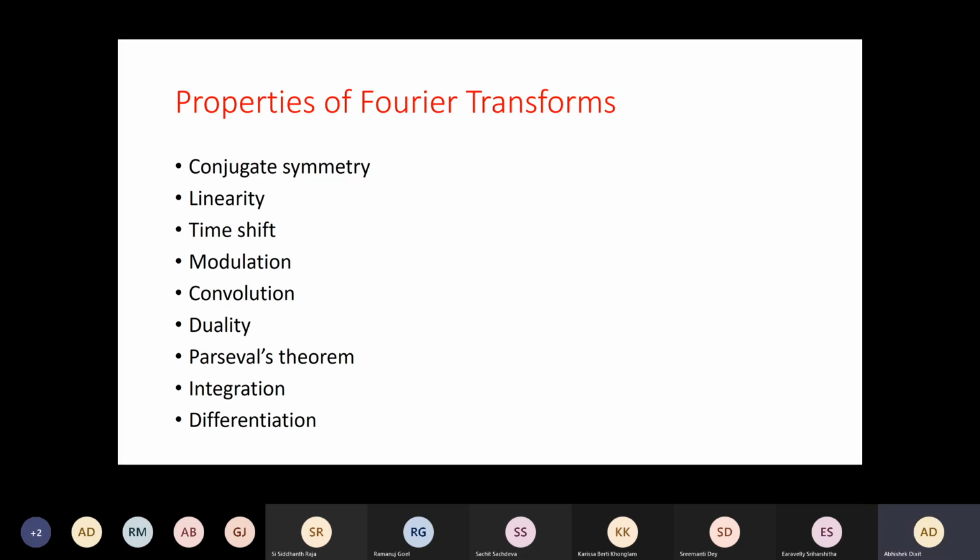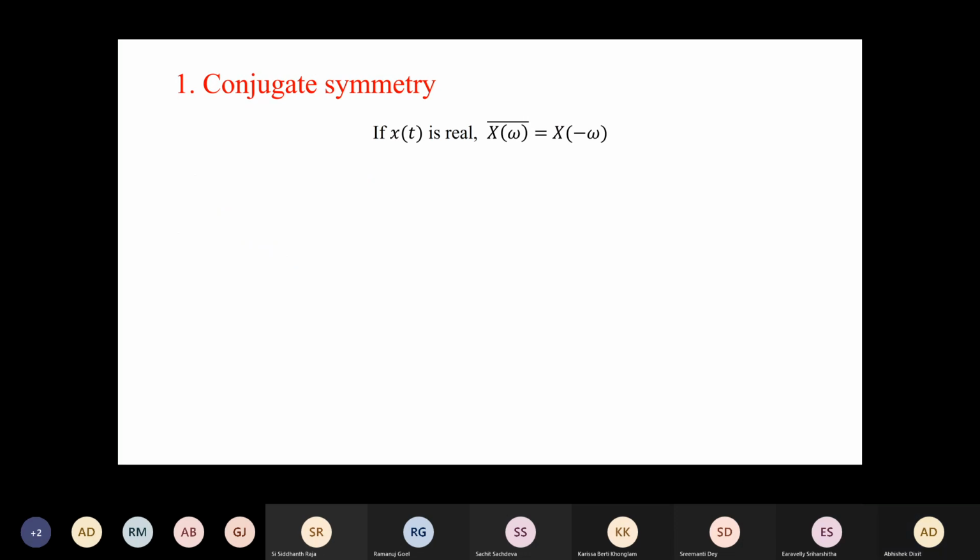So let us first start with conjugate symmetry. And I think we have already seen this for Fourier series also. So this property is: if the signal x(t) is real, and X(omega) is the Fourier transform of x(t), then x(t) and X(omega) represent the Fourier transform pairs, right?